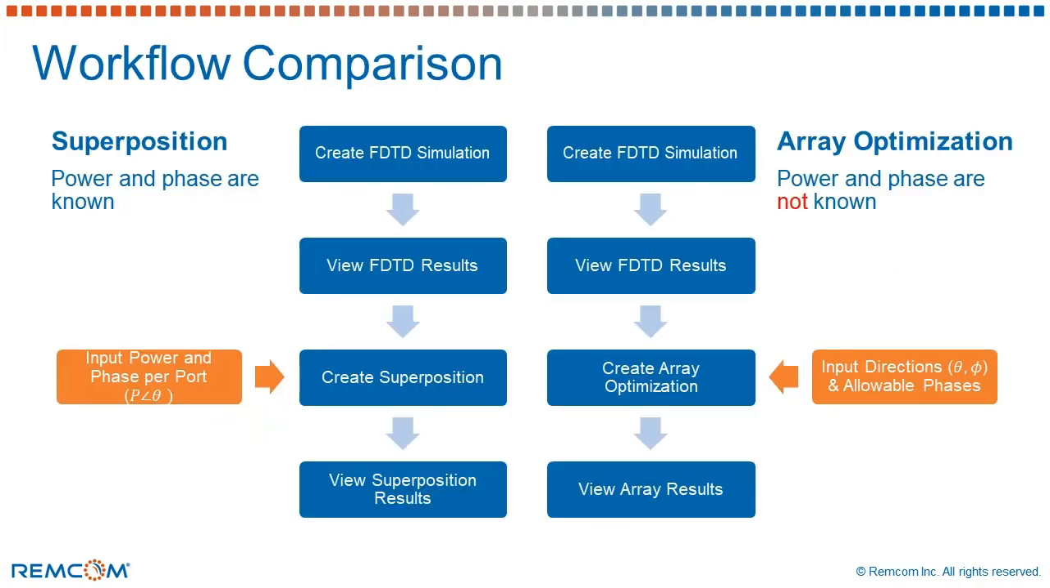We are now at a point where we can compare the workflow of these two features. First, starting with the superposition, in this case we know the power and phase that is being given to each of the ports. Whereas in the case of array optimization, we are not aware of the power and phase that would be getting into each antenna element. So in this case, we provide the input directions and all the set of allowable phases as the input to the post-processing software.